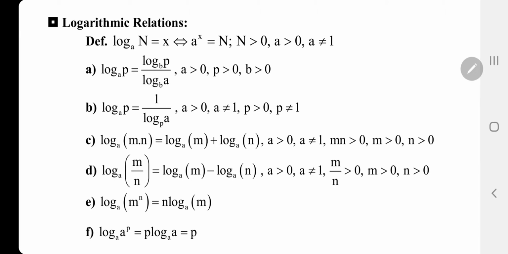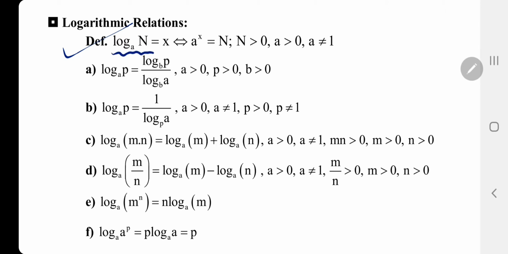Hey students, before we begin our next slide on limits, let's start with logarithmic relation. It is very much relevant for the next recapitulation video on limits. So here is the definition of the logarithmic function, and how it is read. Let me first explain that to you.